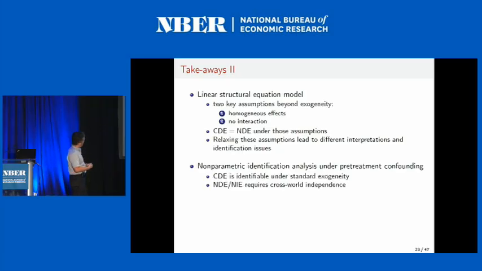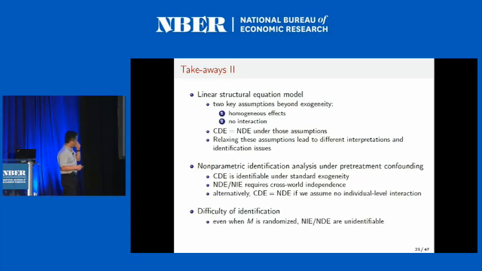Okay. I showed you some basic non-parametric identification analysis. The controlled direct effect is identifiable under standard exogeneity assumptions, but the natural direct effect and indirect effect require this cross-world independence. Okay. If you're willing to assume no individual level interaction, then you're back to the simpler world where you can treat everything as essentially the same.